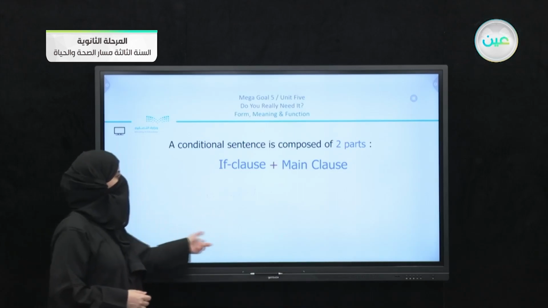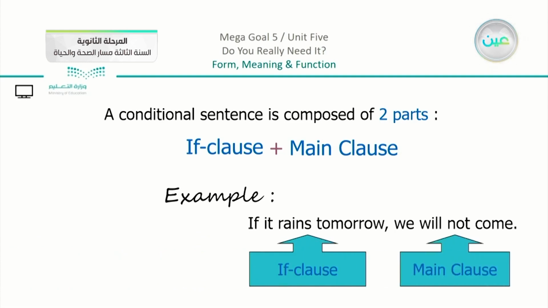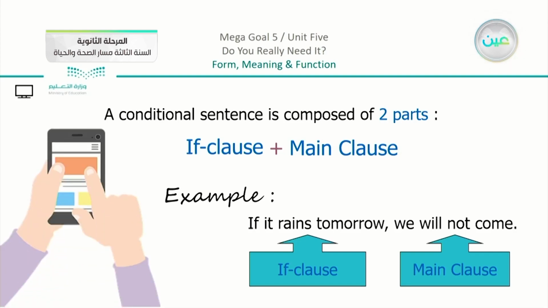So just to remind you about the same idea, we have here an example. Now we have the complete sentence, one sentence. If it rains tomorrow, we will not come. You can see that we have here the if clause and we have here the main clause. And just to check that you are aware of the difference between a dependent clause and an independent clause here. So we have here the same idea in the adverb clauses and also in if clauses.